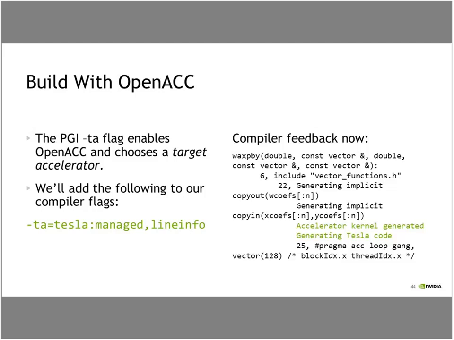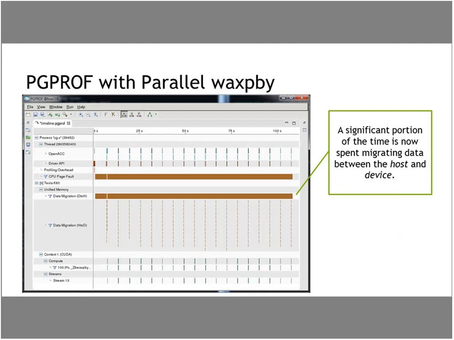And again, that's because I'm purposely working backwards here. PGPROF would show us something like this, where these tiny little greenish, bluish slivers down the bottom are our parallel loop, and all of this brown we see up top is data moving back and forth between the CPU and the GPU. Now, if you think about what we're doing, it makes sense that this would happen. We have accelerated one of our 3 routines. The other 2 are still sitting on the CPU.